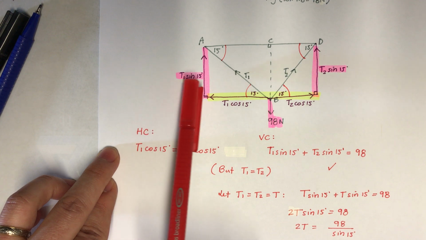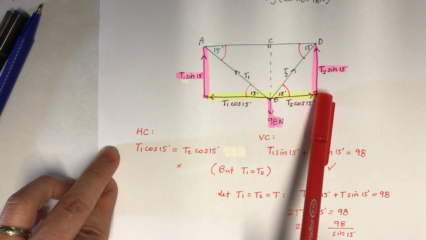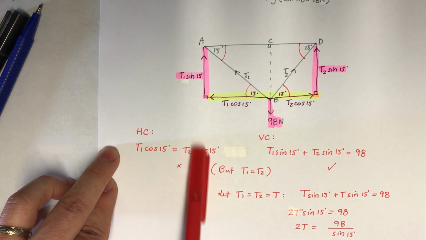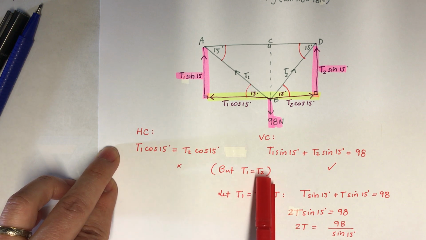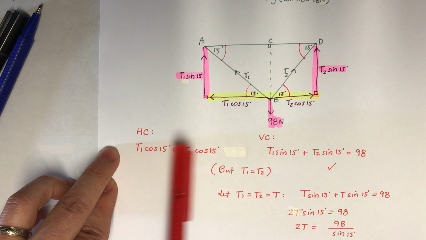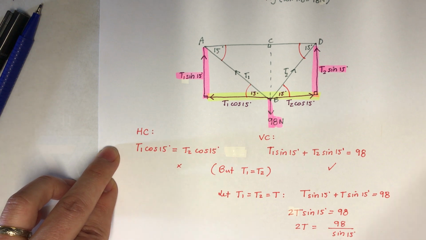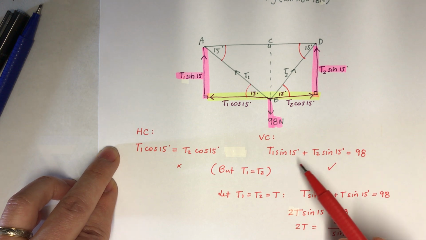Okay, so horizontal component, it's this, equals that. We can't really use this one because if you think about it, T1 equals T2, they're pretty much the same, so there's just no net force. But here, there is a net force.